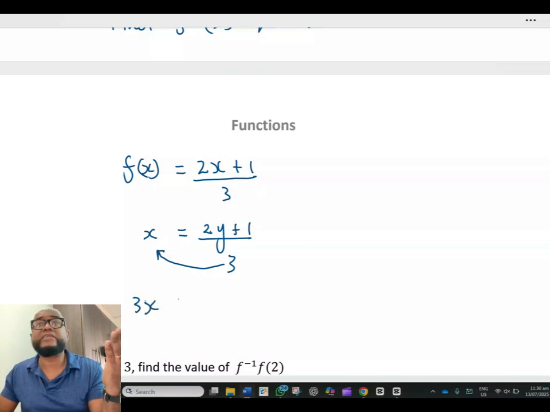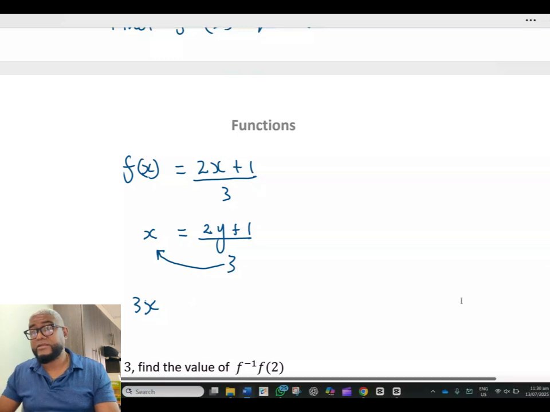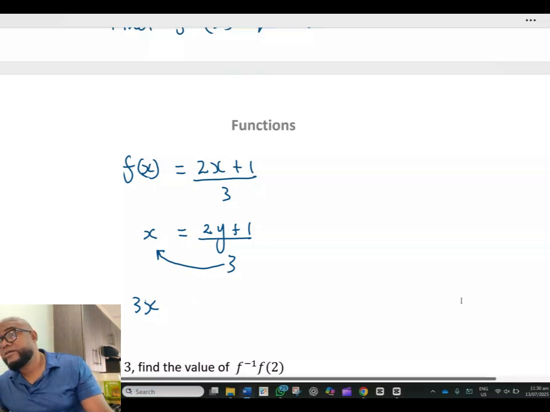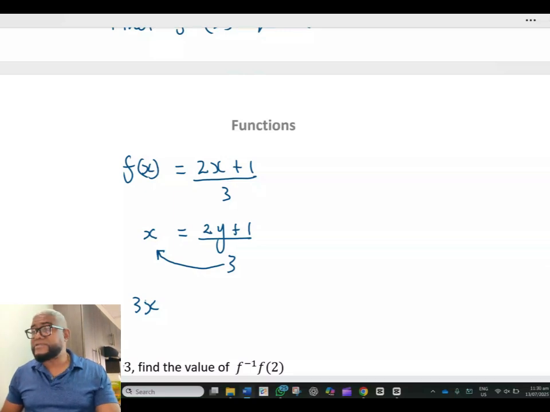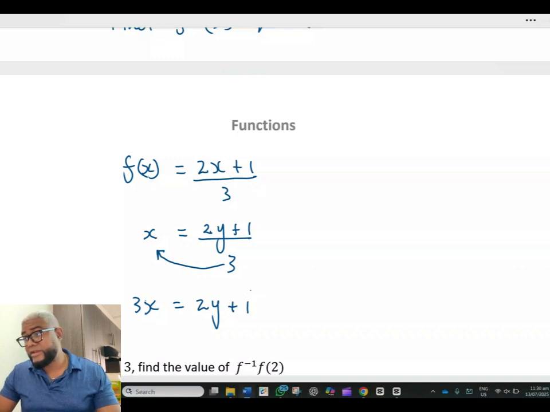All I have is this part here. Daryl, what do you have? Oh, no. You're supposed to carry the 3 first. We did a question like this just now. You must carry the denominator first. So this will be equal to 2y plus 1. Now that you have moved the 3, you can carry the 1, right?